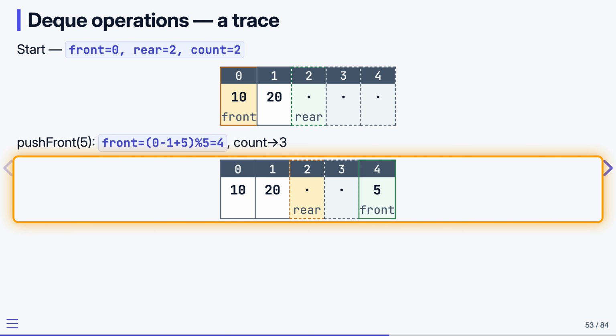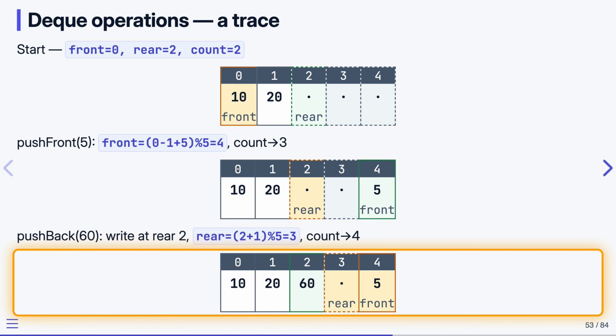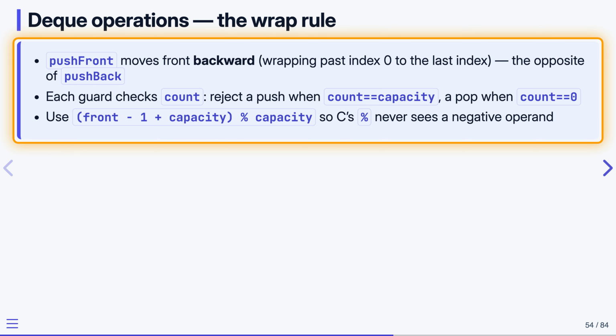Notice the cells stay in place, 0 through 4, only front and the value moved. Push back of 60. We write 60 at rear, index 2, then rear advances to 3. Count is 4. Front is still at index 4. The one new idea is that push front moves front backward, wrapping past index 0 to the last index. That is the opposite of push back.